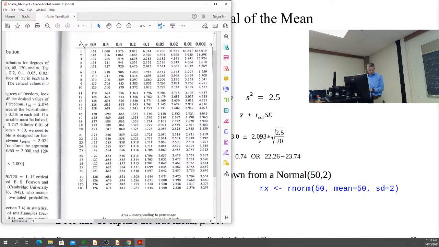And then what we have to do is calculate the standard error. The standard error is the standard deviation over the square root of our sample size. The standard error is s over the square root of n. This is also the same as this.